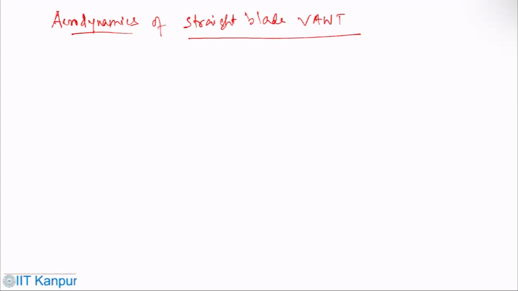So what we'll try to look at, we'll first look at simple single stream tube analysis. Okay, single stream tube analysis. And then we can also look at the multiple stream tube method. Obviously, the Darrieus rotor can be modeled with the modification of the straight blades.